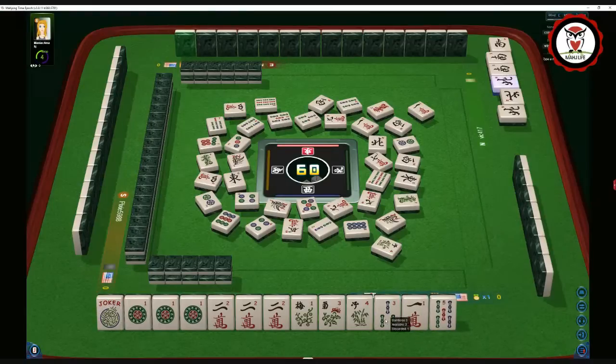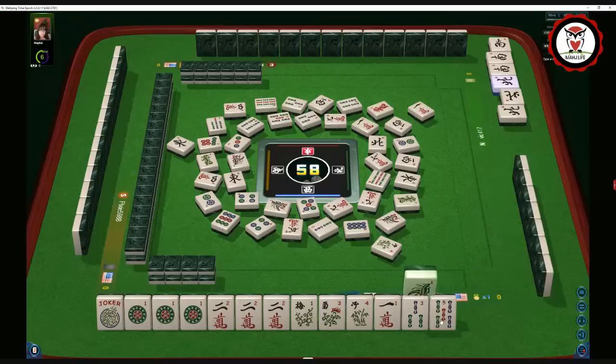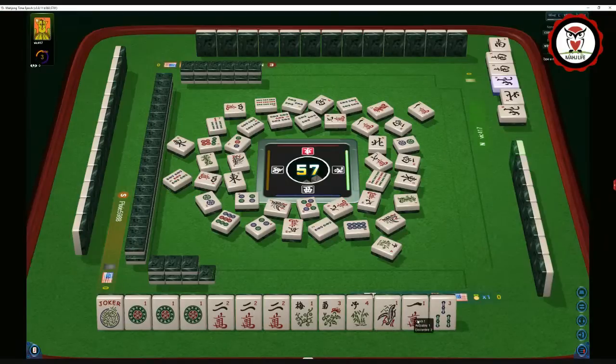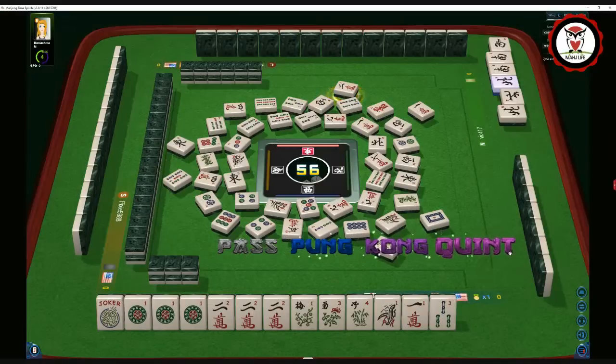Okay, now let's see. 5 bam, 3 bam, 1 crack, 3 bamboos. 3 bam. We'll let that go. We're not ready for it. So it's a good thing we drew the flowers. East wind. Okay, let's see. We want to think about this run over here. 5 bamboos. 1 bam, 3 are out. 1 crack, 2 are out. 1 bam, 2 are out. Dragon. Two characters. Okay, let's quint.